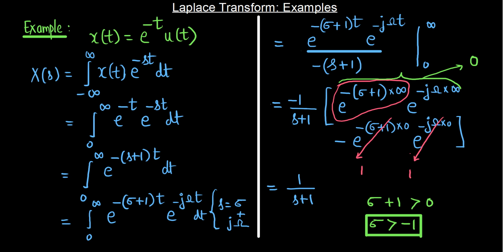Now this value here is actually the range of values of sigma. This is also called as region of convergence. That means these are the set of values of sigma for which this integration, that means the Laplace transform, is going to converge. So let me write that.